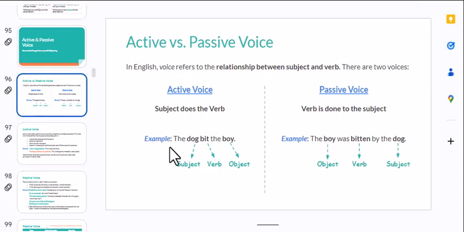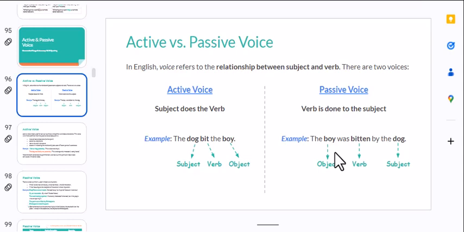Our verb here is different, because here we have the passive voice: the boy was bitten by the dog. In this example, the verb is done to the subject. Do you see the difference between these two sentences, the passive and the active? Notice that both of these sentences have the same meaning. However, they are different in structure. So let's explore these concepts in a bit more detail.